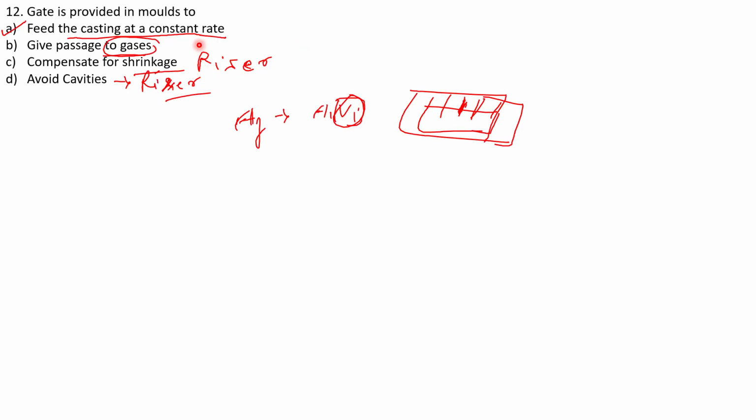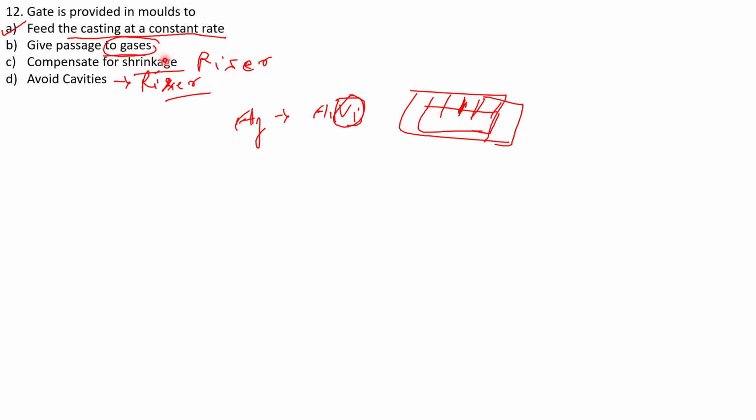Coming to next question, gate is provided in molds to feed the casting at a constant rate. Yes, this is true. Give passage to gases? No. For passing of gases, we generally make some holes in our casting so that gases can be easily passed from those holes. Compensate for shrinkage? No. For compensation of shrinkage, we generally use riser, or we can use the sprue material, or if we are going with the top gating system only, then we can use those gates.